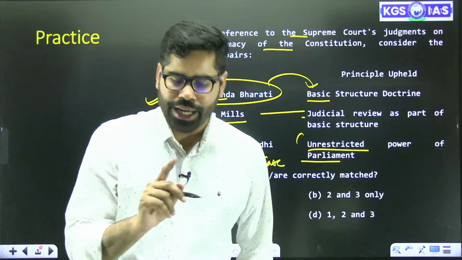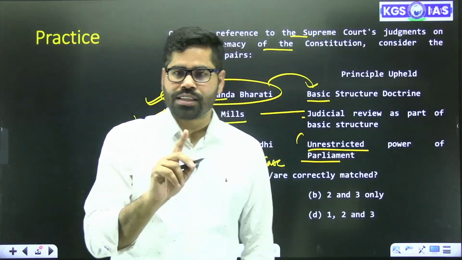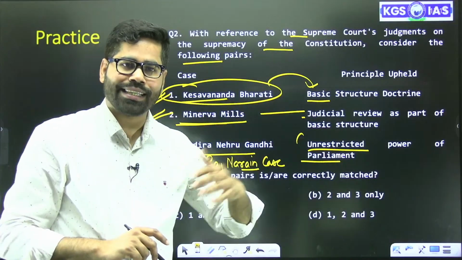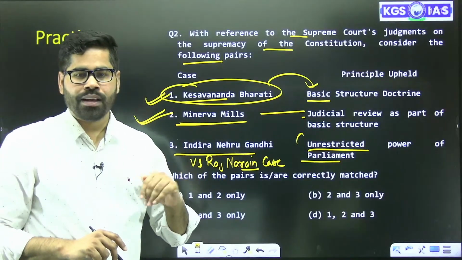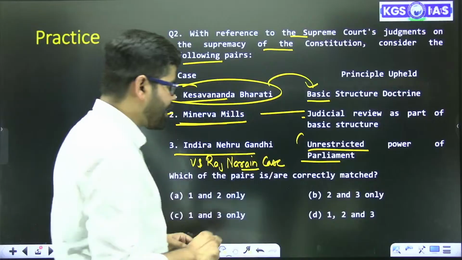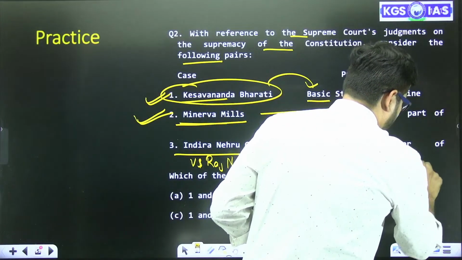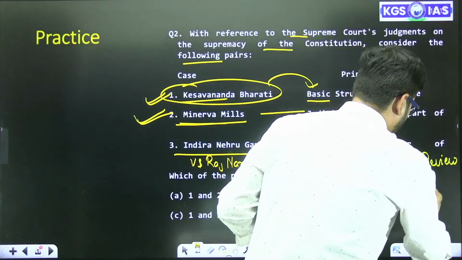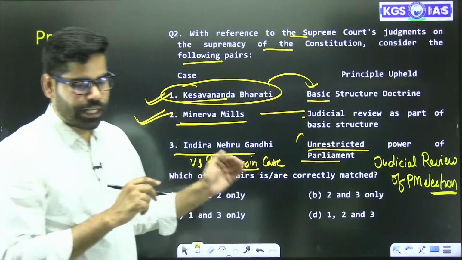Okay. So here what we see that it was said in this Indira Gandhi Nehru case that parliament can change any part, and even in fact it was said that the PM's election is beyond judicial review. So here what we see that judicial review of PM election also can be done by the judiciary.